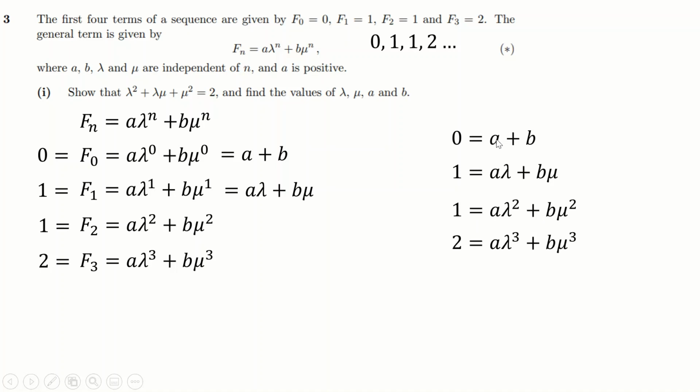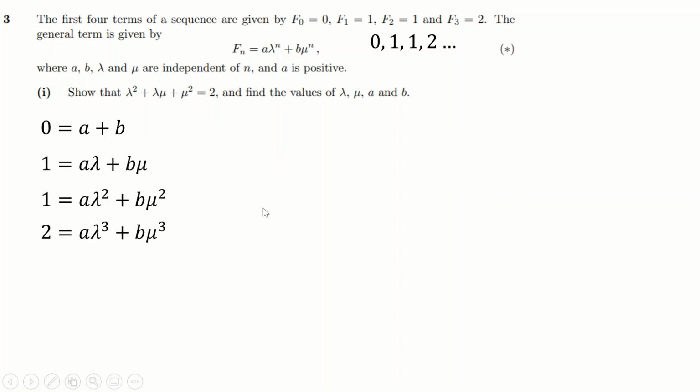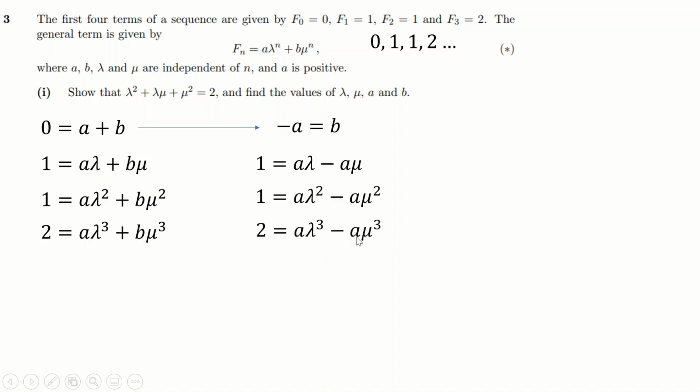And now this is good because I have 4 unknowns, a, b, lambda, mu, and I have 4 equations, so it seems like I might be able to solve this. So let's get going with solving this then. The first thing I can say is that from this one, minus a equals b. So I can take all the other equations and get rid of b by replacing it with minus a. So b goes away, replaced by minus a each time.